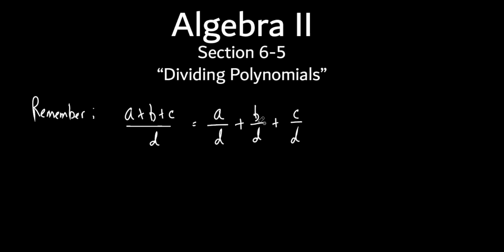Because if I went the other way, what would I have to do to add fractions? Find a common denominator? It's already there, isn't it? Everything's got a D, so you put it over 1D, and then A plus B plus C. See how that works? All right, so with that in mind, let's do an example, and we'll call this example 1. And it says to divide. Sometimes they might just say simplify, but this one says divide, so here we go.